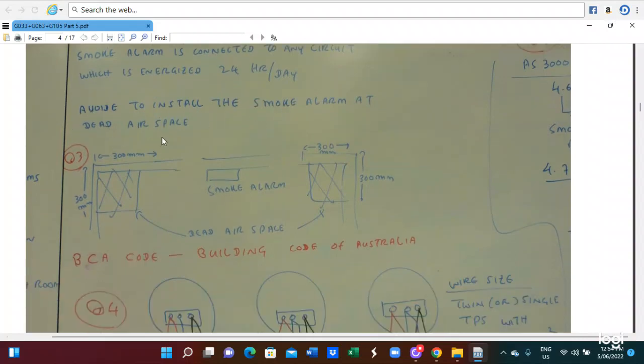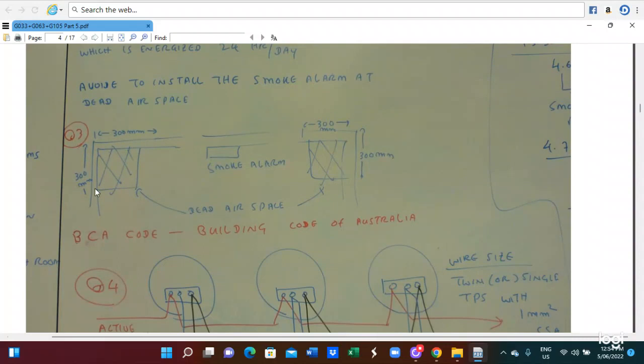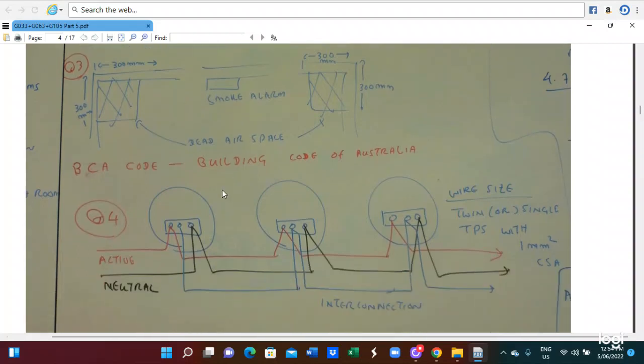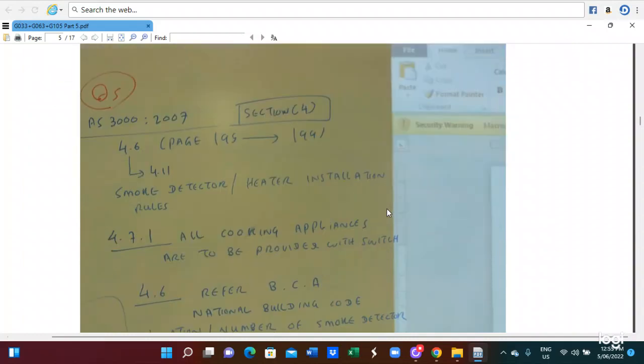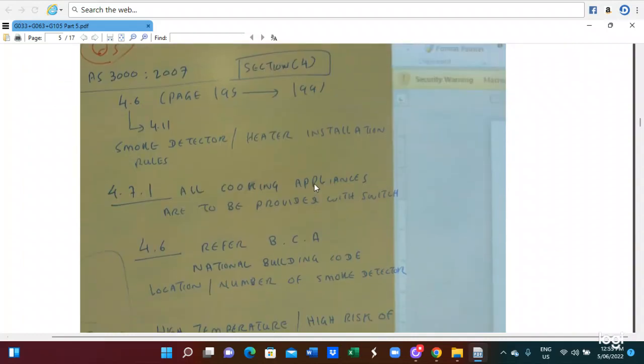We have to avoid installing the smoke alarm in the dead space. About 300 millimeters from the corner is a dead space, and we should avoid placing the smoke alarm there. So we should draw the smoke alarm like this. This is the electrical wiring diagram for the smoke alarm system. In this case, we also have to utilize the appropriate clauses of AS/NZS 3000, section 4. So for the smoke alarm system, you can read the smoke alarm system.